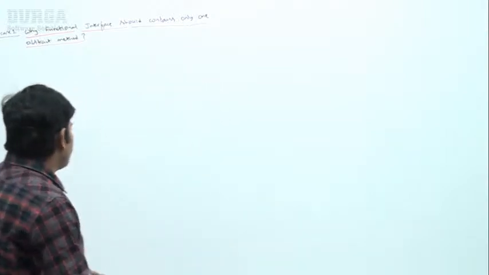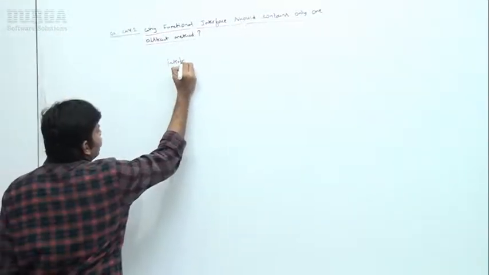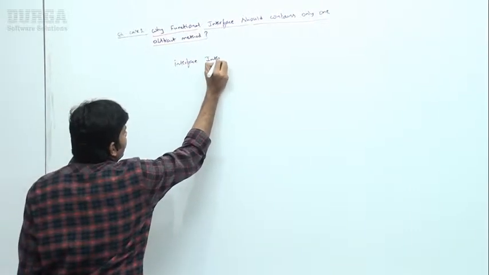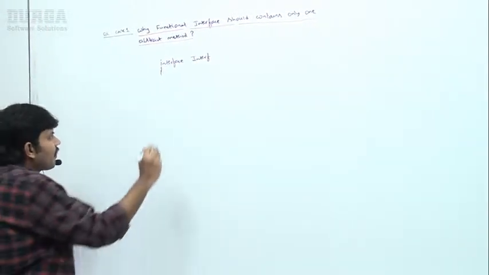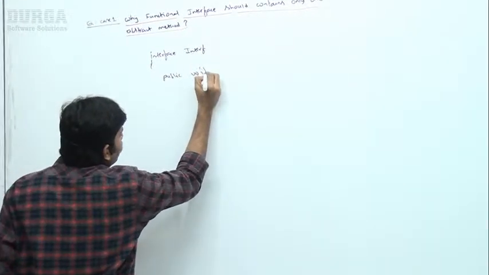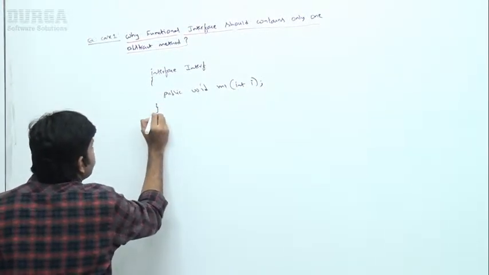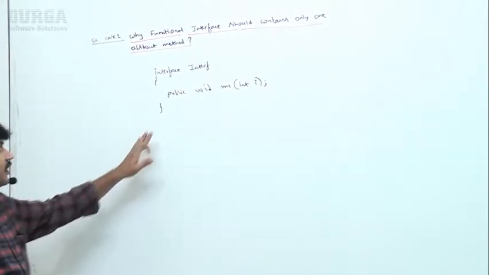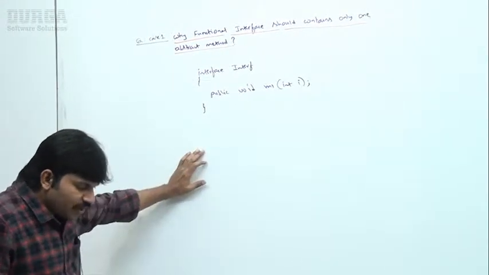Now take a bit of special care. I have one interface, interface Interf. I have an interface, interface Interf. Now public void m1(int i). Public void m1(int i). Can you please tell, is it a functional interface or not?